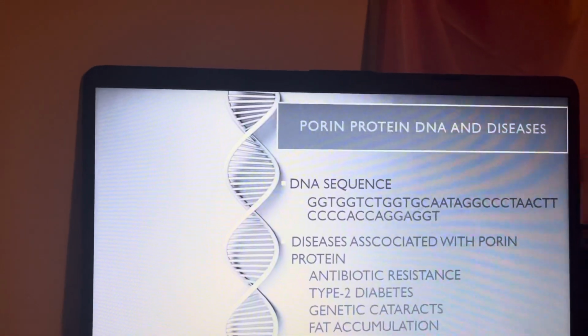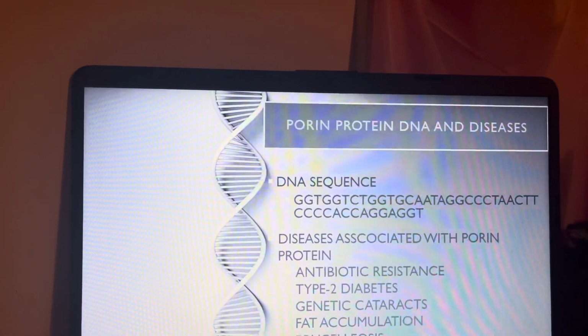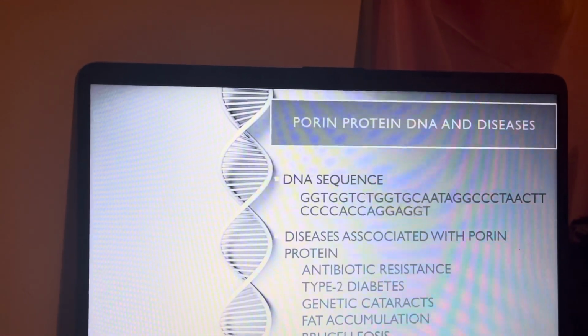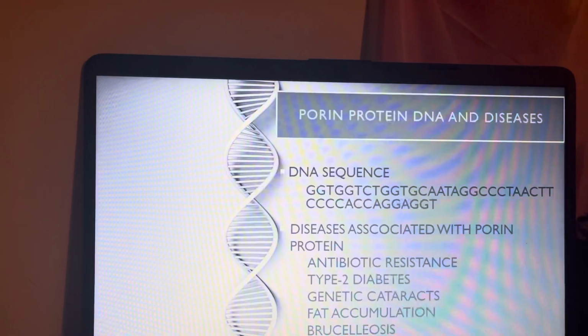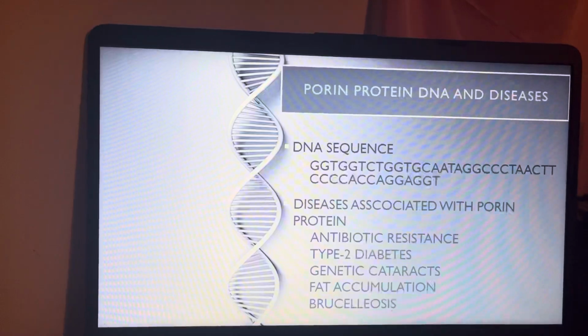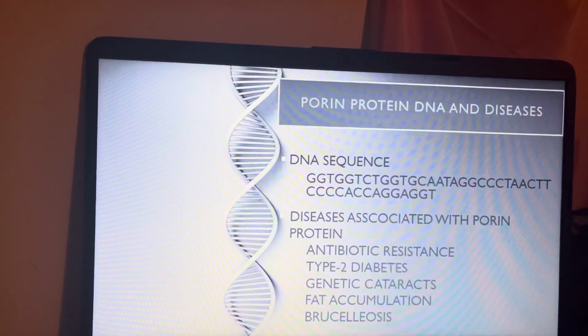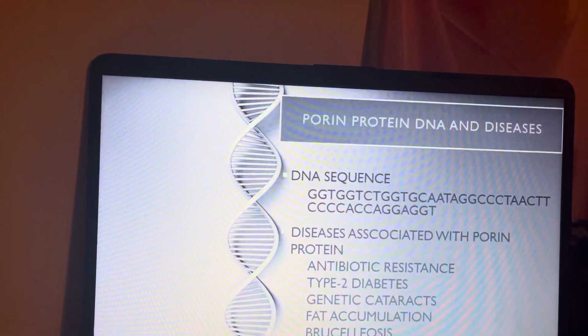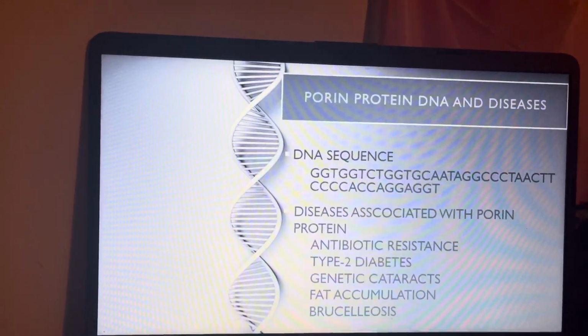Some of them include antibiotic resistance, type 2 diabetes, genetic cataracts, fat accumulation, and brucellosis. Antibiotic resistance occurs due to the fact that porin proteins are commonly found in gram-negative bacteria.